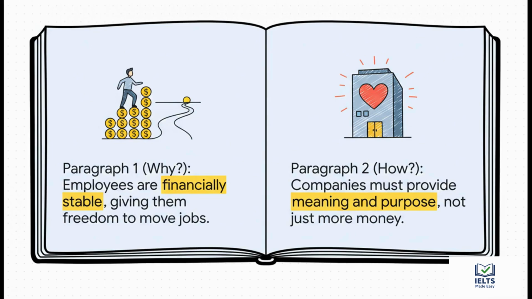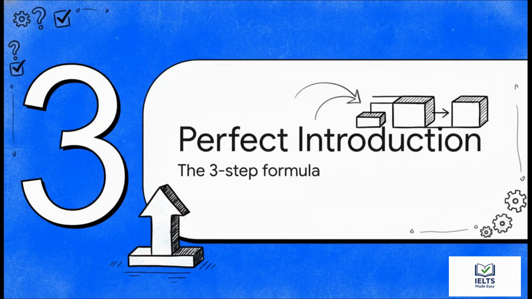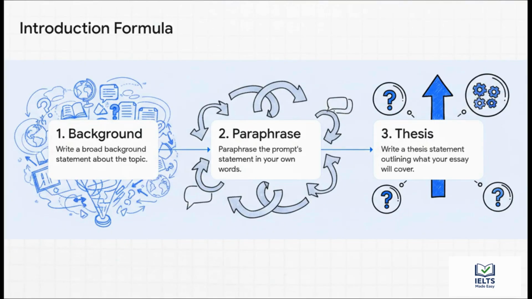Simple as that. So, a quick plan might look something like this. For paragraph 1, the big idea is that financial stability gives people the freedom to move around. For paragraph 2, the solution is for companies to shift their thinking away from just money and instead focus on providing meaning and purpose. See, with this simple framework, you are ready to start writing with total confidence.